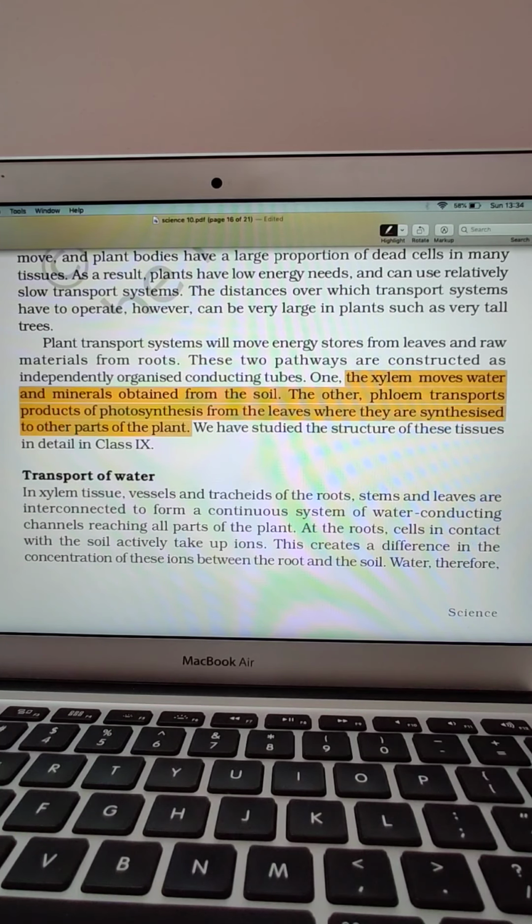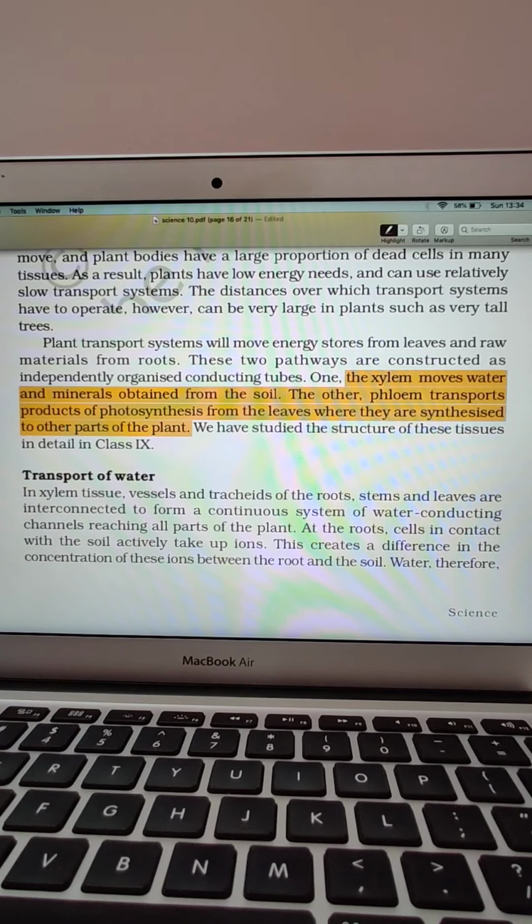Xylem is associated with the transportation of water and mineral ions. The transport in xylem does not require energy. The transport in xylem is unidirectional, that is, it occurs only in the upward direction, from roots to leaves of a plant. The components of xylem are xylem vessels, xylem tracheids, xylem fiber and xylem parenchyma.